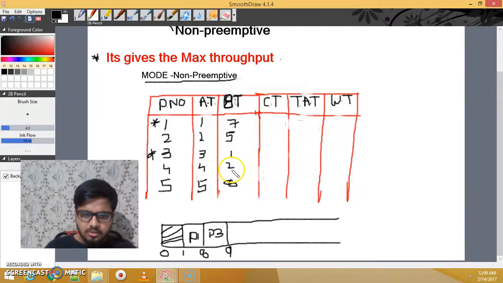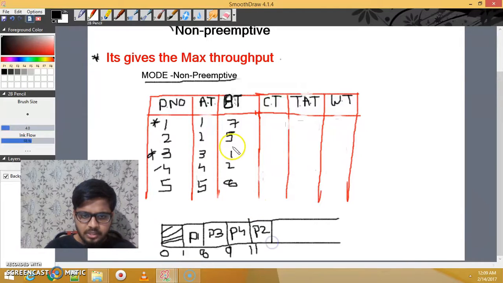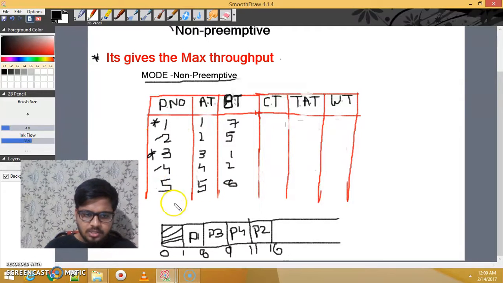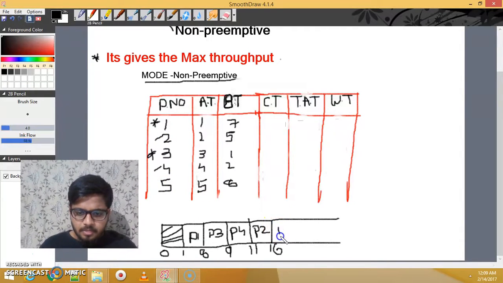Now the next least burst time is process P4. Its burst time is 2 units, so it ends at 11. Among the remaining, process P2 is executed next, and it takes 5 units, so that is 16. Now the last one is process P5. It will be executed for 8 units, that is 16 plus 8, 24. I hope you understand.